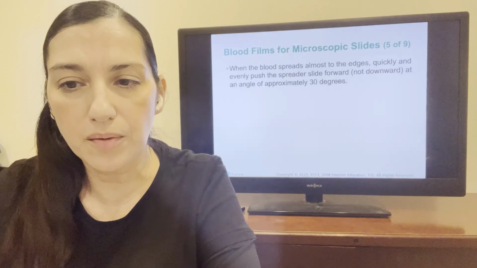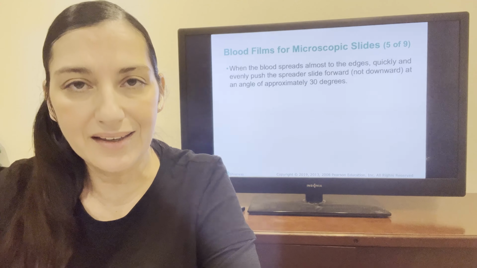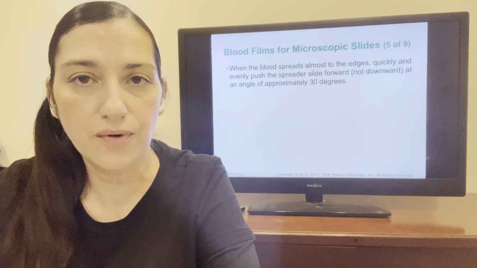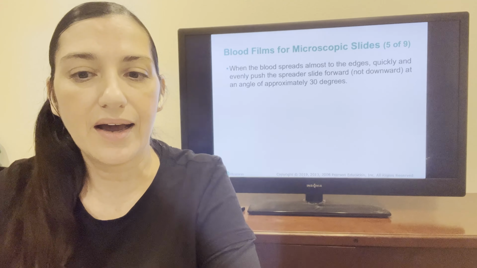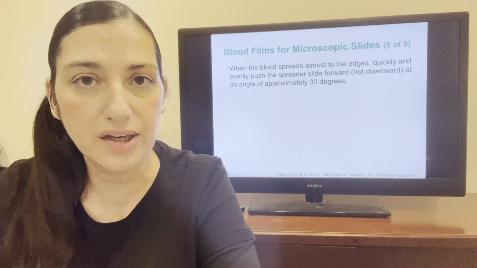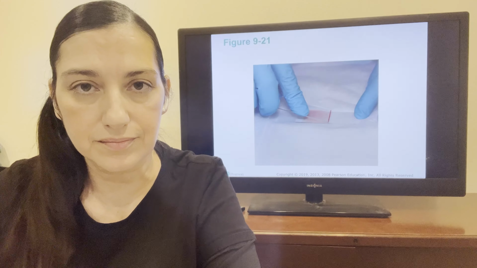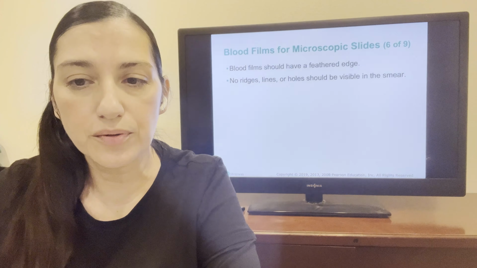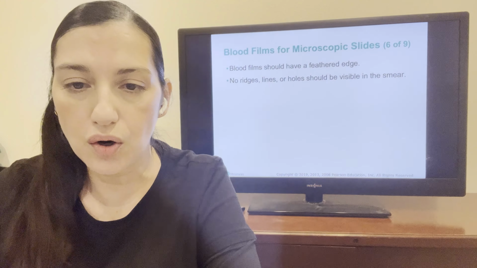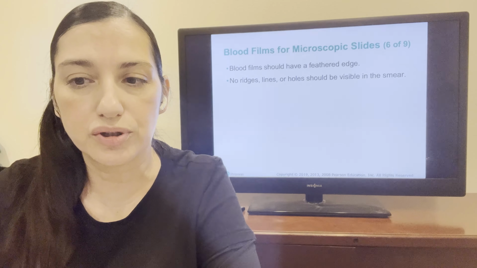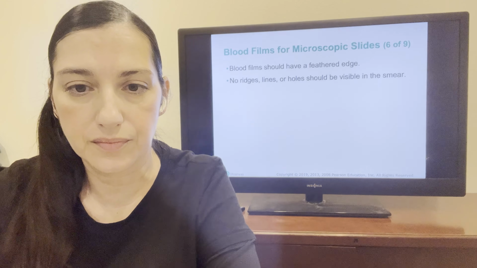When the blood spreads almost to the edges, quickly and evenly push the spreader slide forward, not downward, at an angle of approximately 30 degrees. Blood films should have a feathered edge. No lines, no ridges or holes should be visible in the smear.